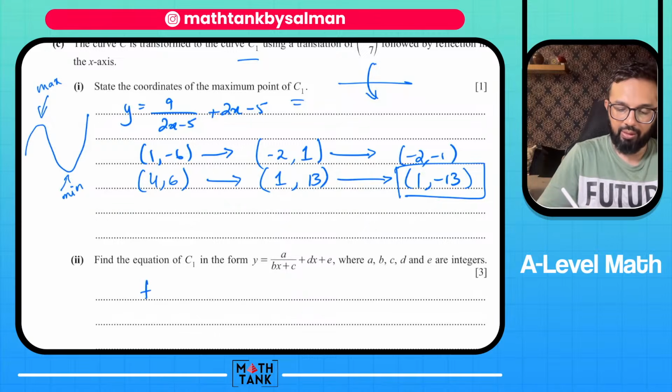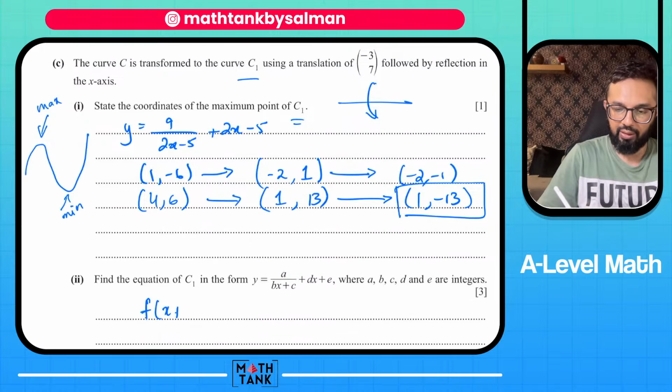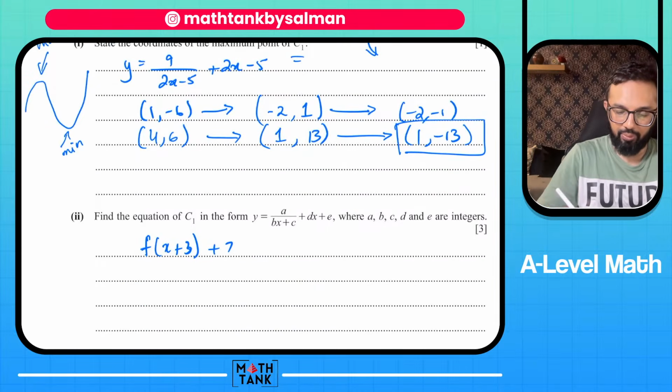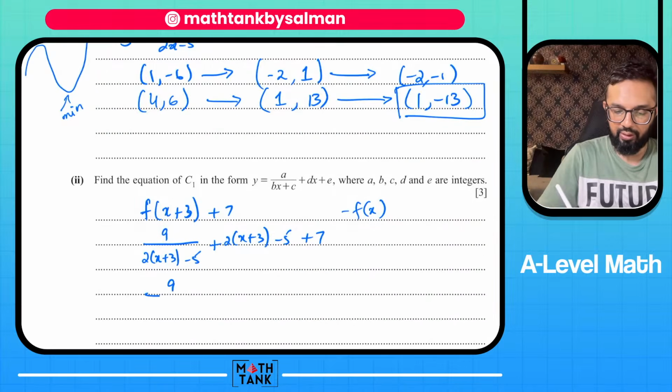So basically what I have to do is I have to do x plus 3 plus 7. So let's do that first. And then I'm going to do minus f of x later on. So that's going to be 9, 2 times x plus 3 minus 5 plus 2 times x plus 3 minus 5 and then plus 7 here. So 9, 2x plus 1 plus 2x plus 13 minus 5 is 8.